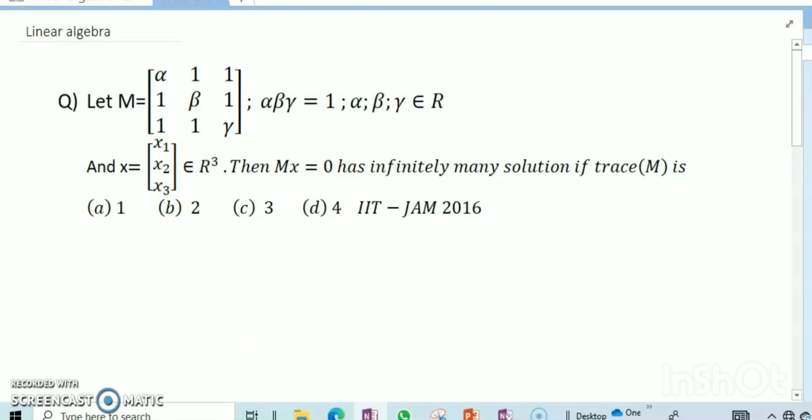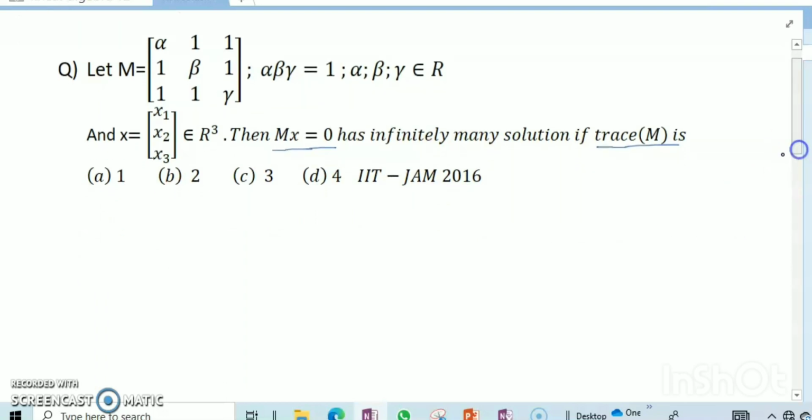Today's discussion is linear algebra. Let M equal the matrix with entries alpha, 1, 1, beta, 1, where alpha beta gamma is equal to 1, and x is equal to x1, x2, x3. Mx is equal to 0 has infinitely many solutions. Find out the trace of M. So friends, how can I find out this trace M?